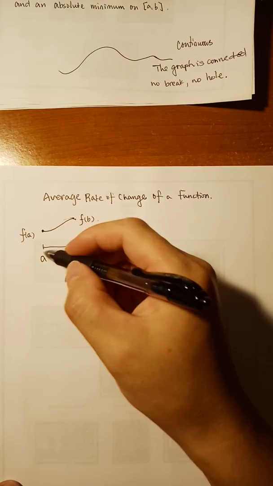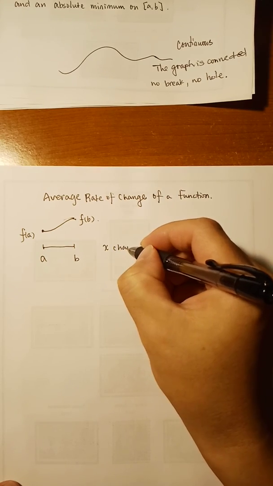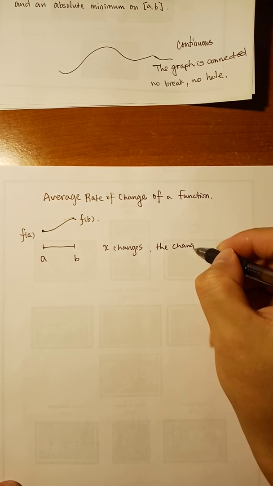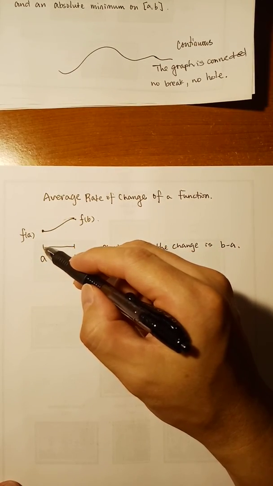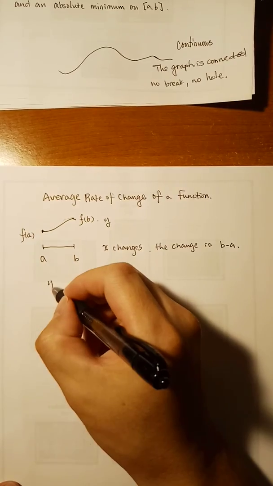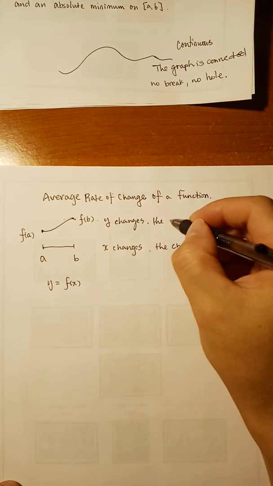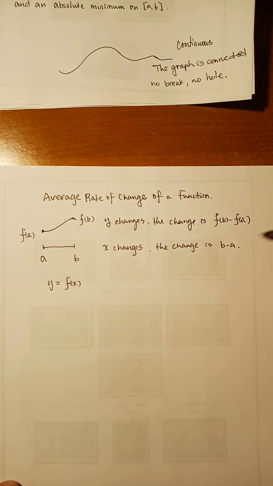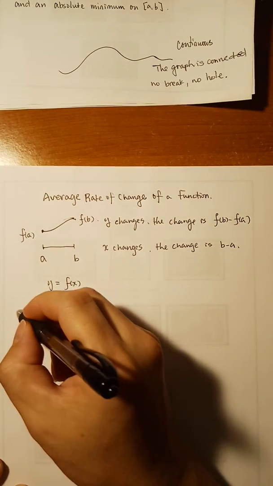Okay? From a to b, x changes. The change is b minus a. The difference is a change. And when x changes from a to b, f(x) changes from f(a) to f(b). Normally we say y is f(x), so y also changes. The change is f(b) minus f(a). So this is the change for x, and the change for y. Then the rate of change is the ratio of them.